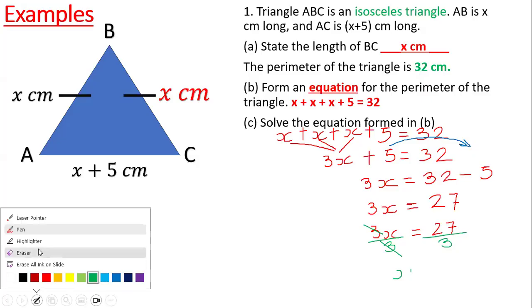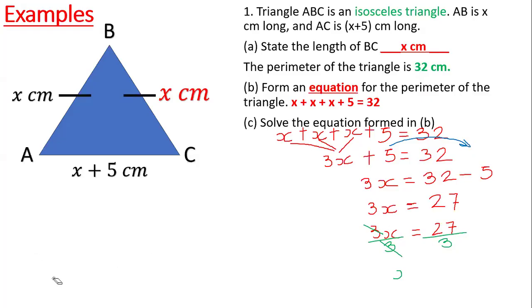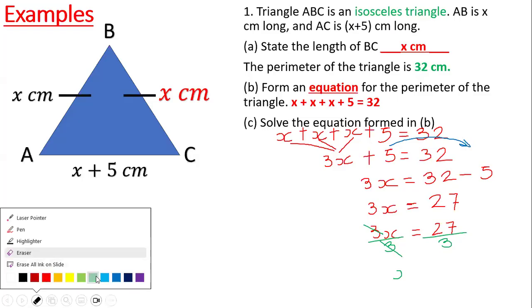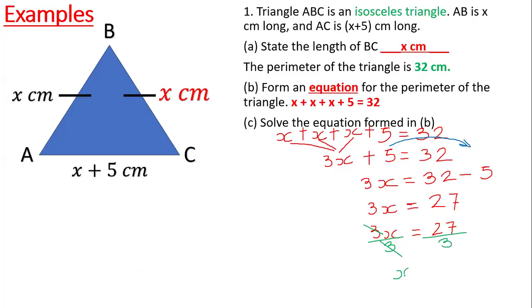So x is equal to what? X is equal to 9. What is 27 divided by 3? 9. Very good. Anyone else understand how we got 9? Let me know if you understand how we got it. The rest of you, do you all understand how I got 9? Yes, sir. That's good. All right.